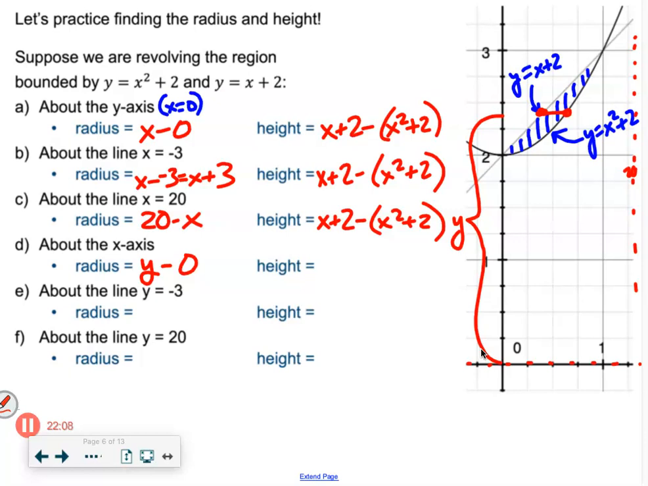All right, we have to find the height. Now we have to do right minus left, which means we have to solve each of these equations for x in terms of y. So if y equals x plus 2, that's easy: x equals y minus 2. I'll give you 20 seconds in your groups to solve y equals x squared plus 2 for x. Go.